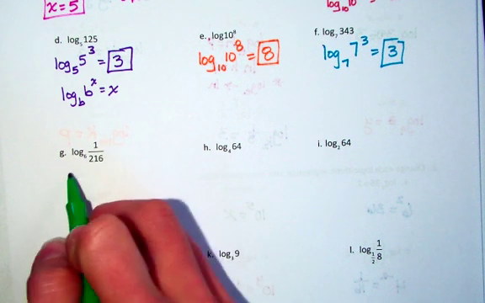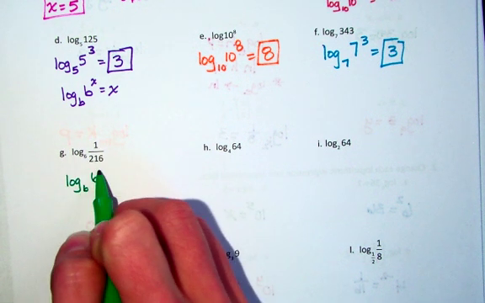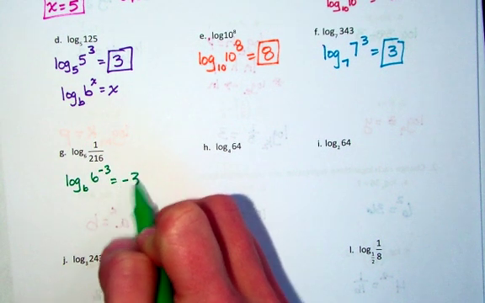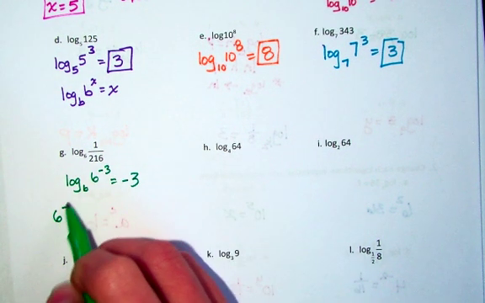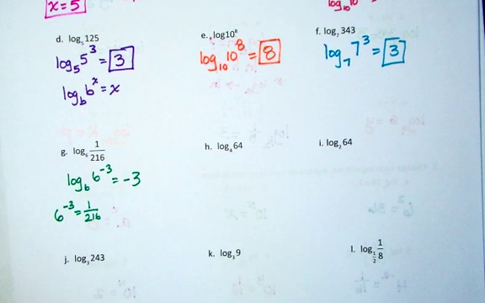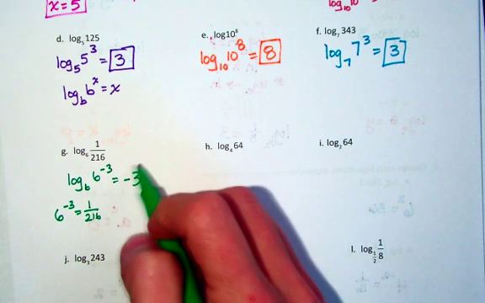All right. So what's going to happen is I get log base 6 of 6 to the negative 3, and that's going to equal negative 3. Because 6 to the negative 3 equals 1 over 216. These are the same thing. Make sense? So once these match, the exponent's the answer.